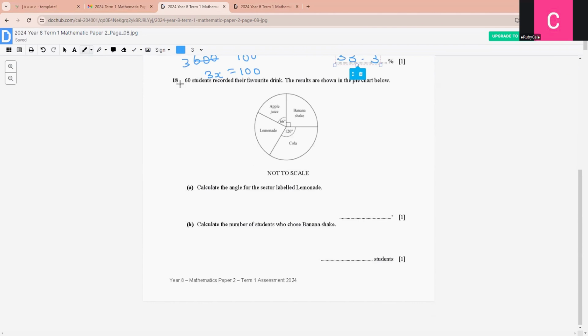Next, 60 students recorded their favorite drink. The results are shown in the pie chart below. Calculate the angle for the sector labeled lemonade. So we already know that one circle is 360 degrees. And we know all the other sides except for lemonade. So we just take 360 minus all the other angles, which is 66, minus 90, minus 120. And our answer will be 84 degrees.